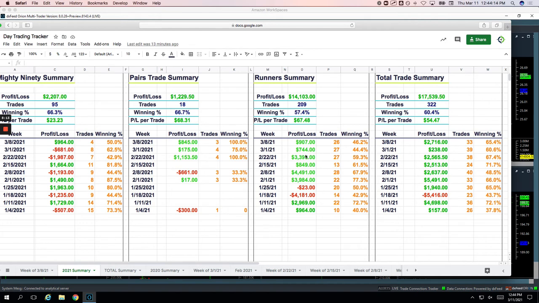And then on the runners, second week in a row, under 50% win rate, second week in a row, positive P&L. So that just goes to show, if you do let these things run, then you can still book a profit with under 50% win rate. Now, I don't like that. I'd rather be up closer to 60, which is where we want to be. This year, in 2021, we are at 57.4 on our runners.